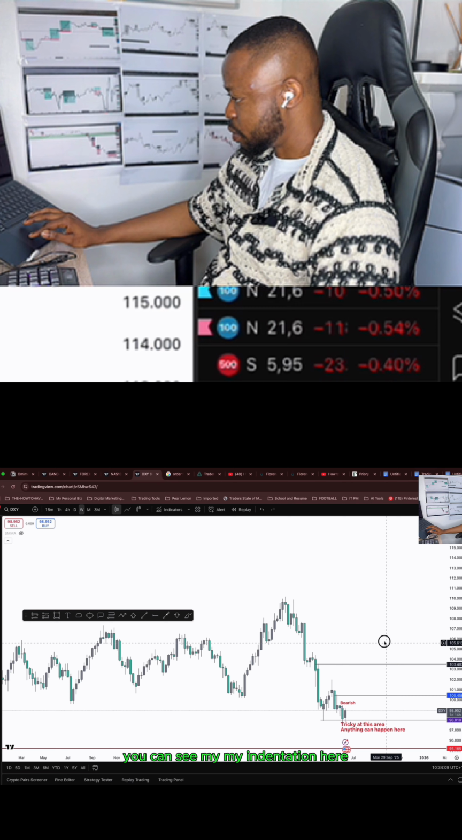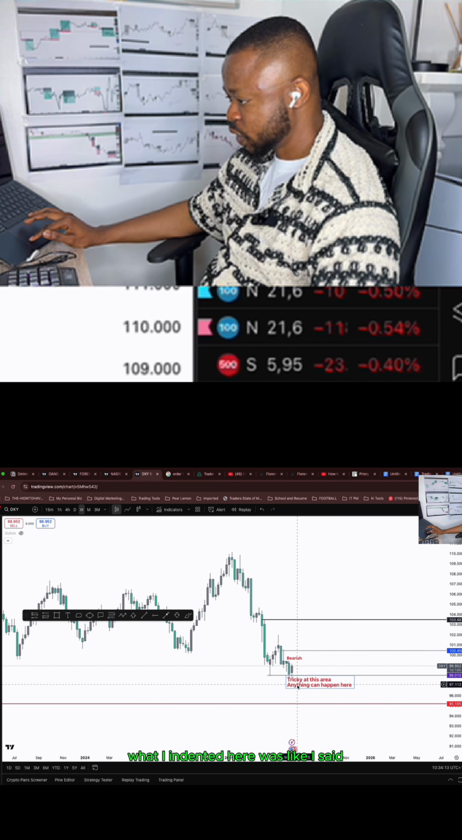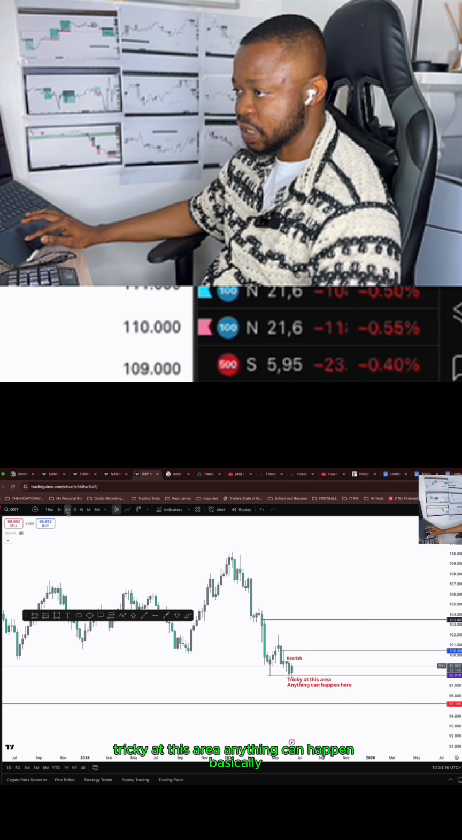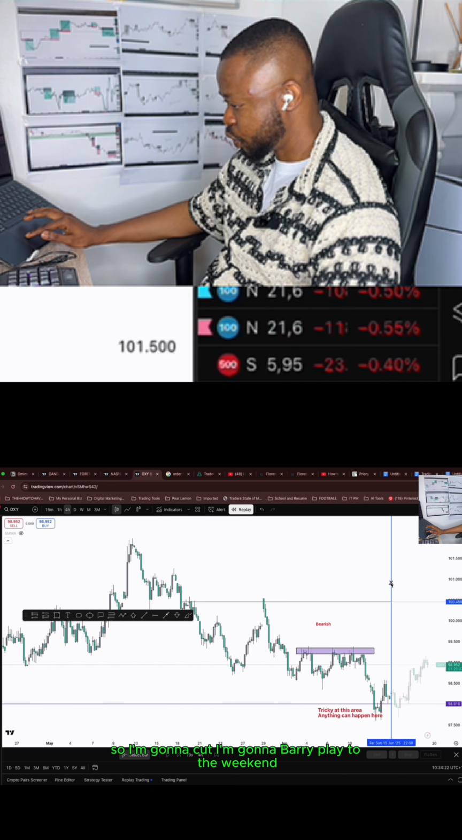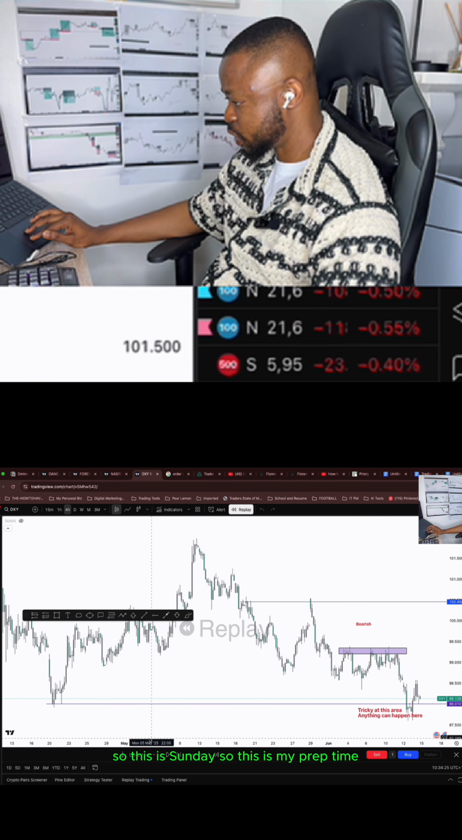You can see my indentation here. What I indented here was, like I said, tricky at this area. Anything can happen. Why did I say anything can happen? I'm going to bar replay to the weekend. So this is Sunday, this is my prep time.